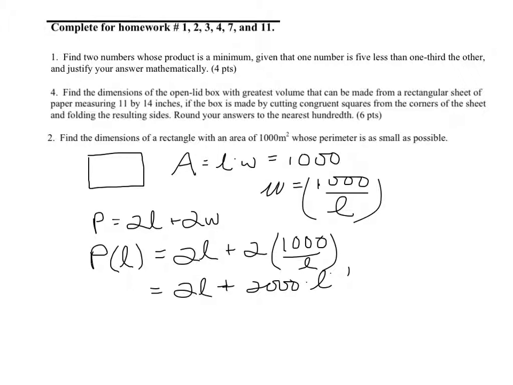Okay? My derivative is a 2 minus 2,000. The negative 1 comes down. L to the negative 2. I'm going to put it in my denominator now. Alright, I'm going to set this equal to 0 for our critical numbers.